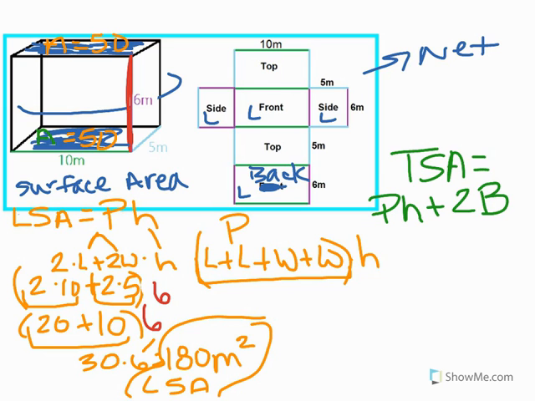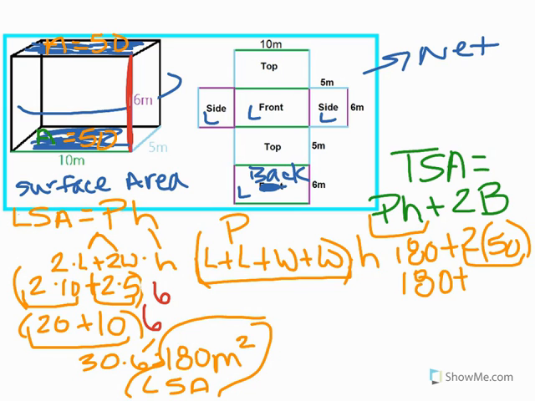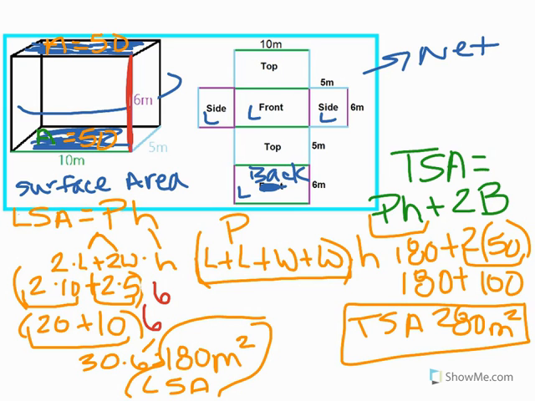But let me use the formula. We've already found this part, so we already know this part is 180 plus 2 times the area of my base. Well, we already found the area, which is 50. So I have 180 plus 100. And remember, order of operations says I have to do multiplication first. So my total surface area is 280 meters squared. That is my total surface area.